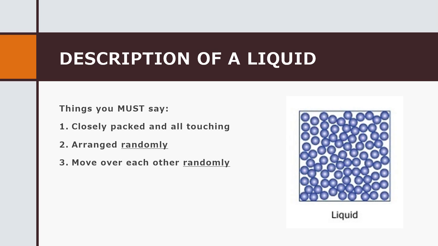Similarly, in a liquid, there are 3 points you must include. 1. That the particles are closely packed and all touching. 2. That they're arranged randomly, and you must say randomly. And 3. That they move over each other, also randomly.